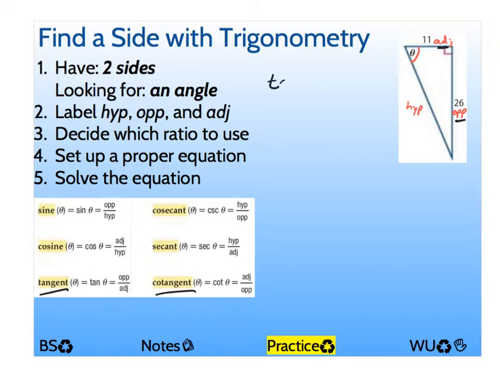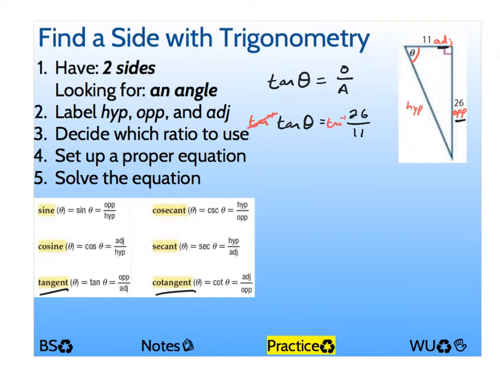So we set up a proper equation. Tangent of our angle, theta, which we're looking for, equals the opposite over the adjacent. So tangent of theta equals 26 over 11. Now we're at the point where we need to solve for theta. And since tangent is a function, we need to use the inverse. The inverse of it looks like that. It's tangent with a little -1 superscript, and it's on your calculator.